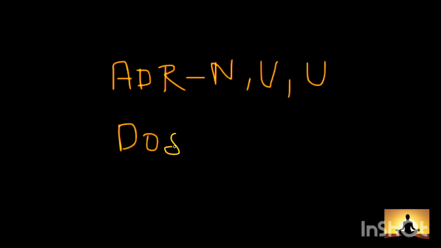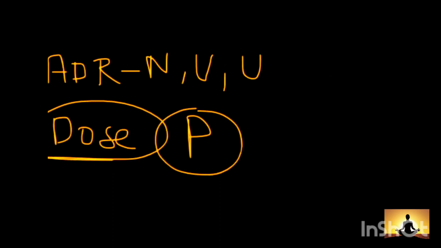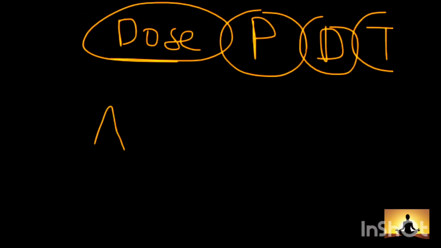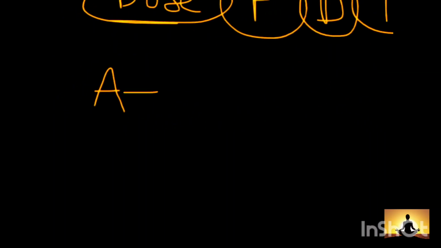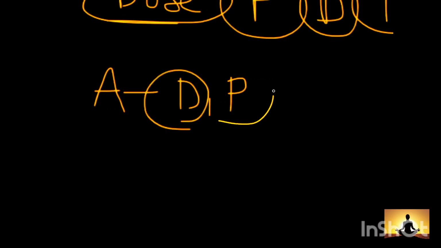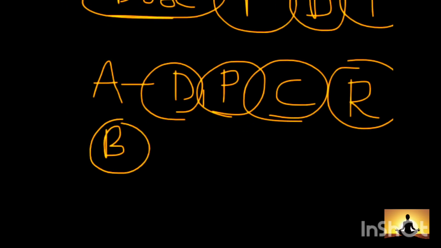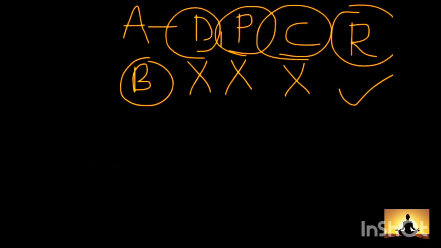So what is ADR? ADR is any noxious, unintended effect of a drug which occurs at doses in humans, at which stage? Prophylaxis, diagnosis, treatment or modification related to any physiological functions. We have 6 types: A, B, C, D, E and F. A is augmented, so it is dose related, predictable, common but less serious, and related to pharmacological action of a drug. B is exactly opposite, not dose related, not predictable, it is rare but serious, and it occurs due to hypersensitivity.